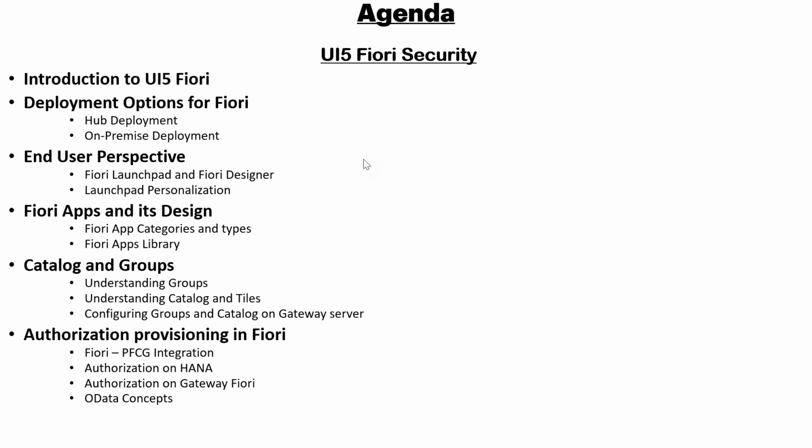Then we will move into authorization provisioning. What will be the PFCG role? How will the PFCG role play a part in Fiori? We will see that. How are the authorizations on your S4 HANA system impacting the performance, or improving or restricting the access on Fiori Launchpad? We will see that. We will see what a gateway system is, how a gateway system performs, and the different aspects of connecting the gateway to the backend system.